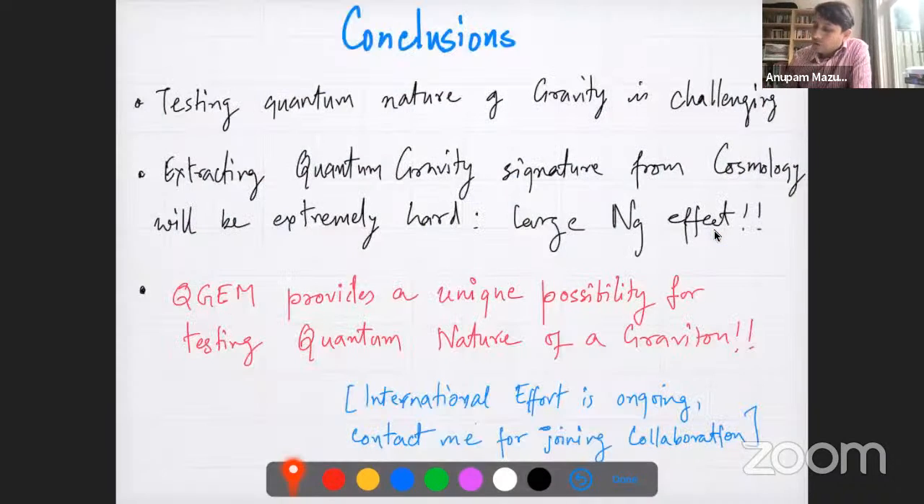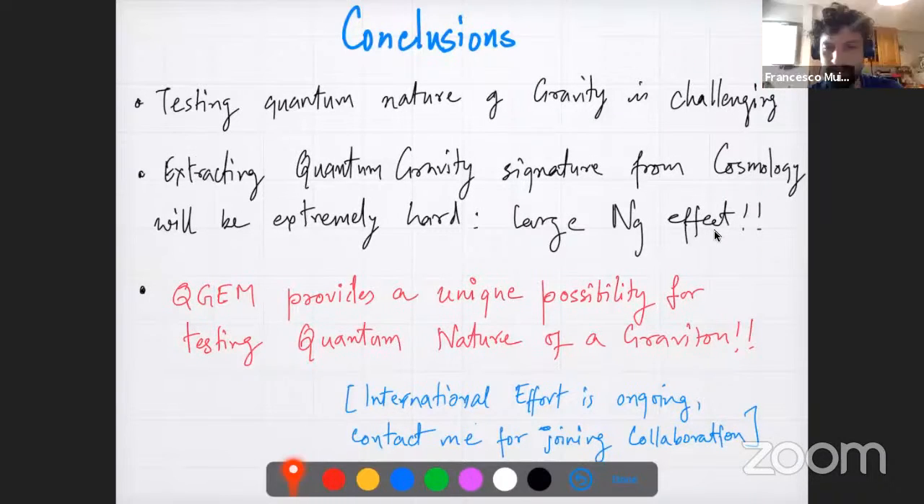Let me just conclude that if you really want to test the quantum nature of gravity, it is extremely challenging. So extracting quantum gravity signatures from cosmology will be extremely hard, if not impossible. It's just because of the large non-Gaussianity effect, which I've argued. A very interesting possibility emerges, which is called QGEM. It's based on certain properties of quantum physics, entanglement properties, which has a very interesting possibility of detecting it. But since I didn't have much time, I'm not going through this part. If you have any questions, you can ask me later on. Thank you very much.